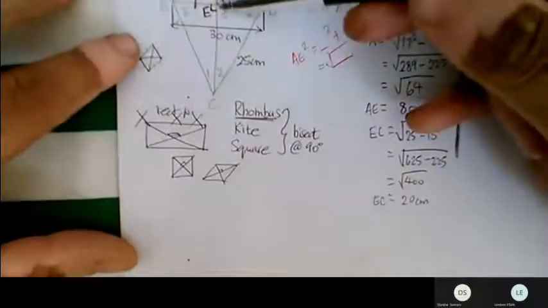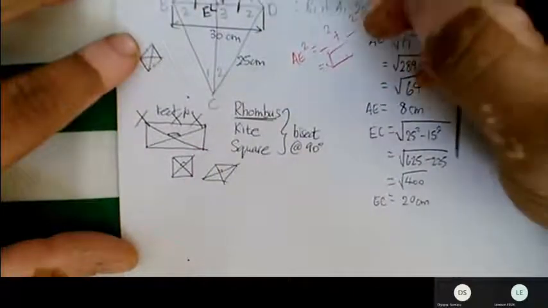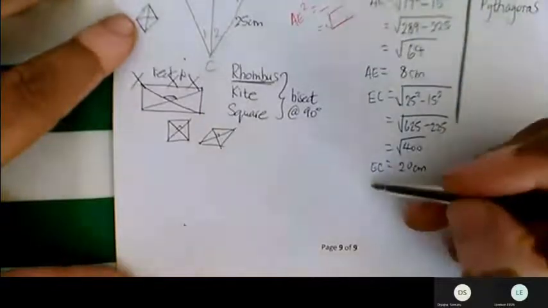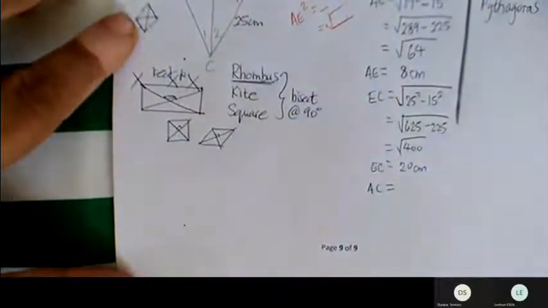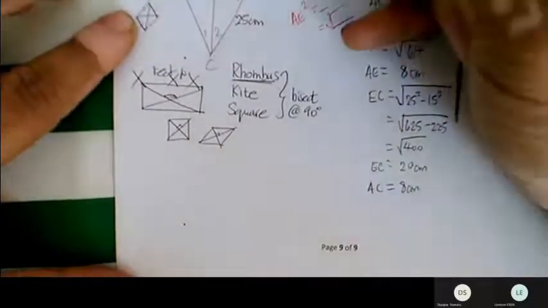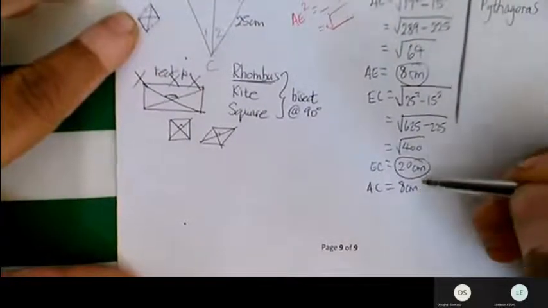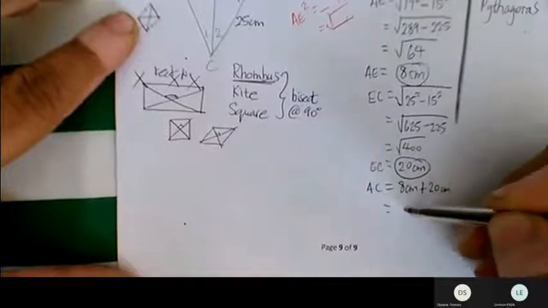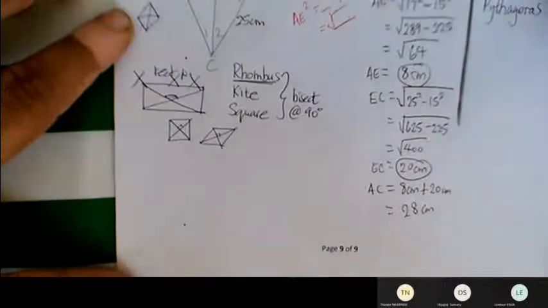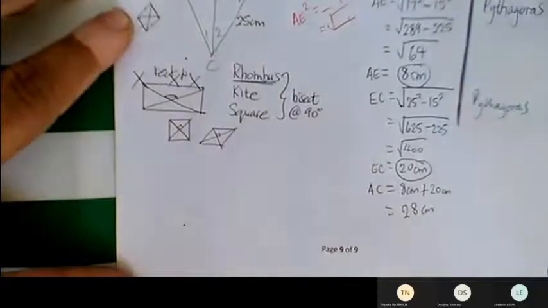So now that we have EC being 20, what is the distance of AC? So they want us to find AC. AC is equal to 8 centimeters, the 8 we worked out. So it's the 8 plus the 20. That's going to give me 28 centimeters. They say calculate, so don't forget the reason here, Pythagoras. If you don't write the reason, you lose a mark. Pythagoras.